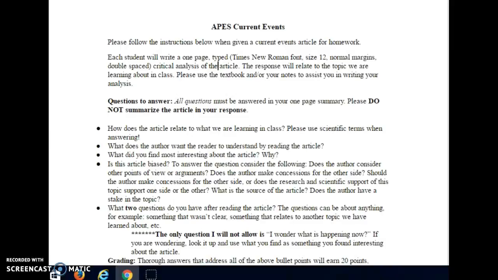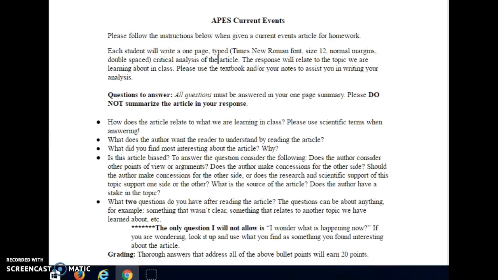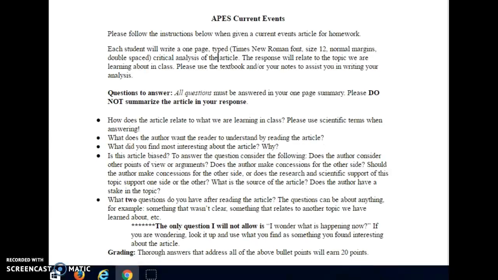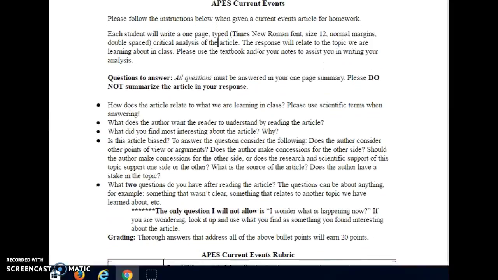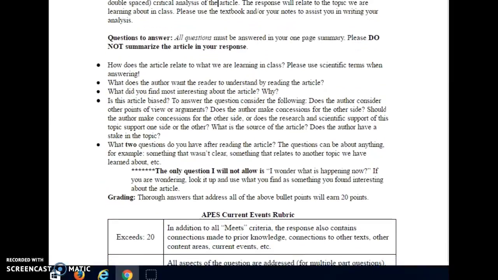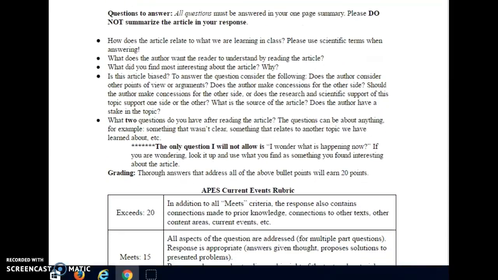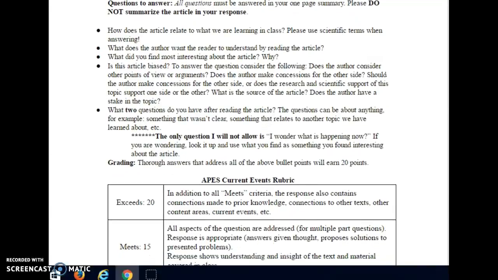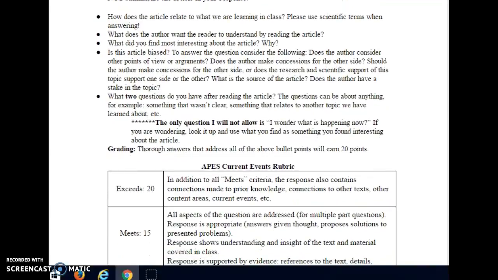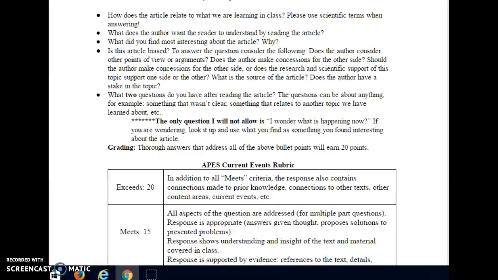So we basically have 5 questions that we want you to answer in that one-page summary. We don't want a summary of the article because we know that you guys have done summaries in the past, and we want you to use higher level thinking when you're doing these assignments. Okay, and we've both read the articles ourselves, so we're just going to anticipate that you're going to answer our 5 bullet points here.